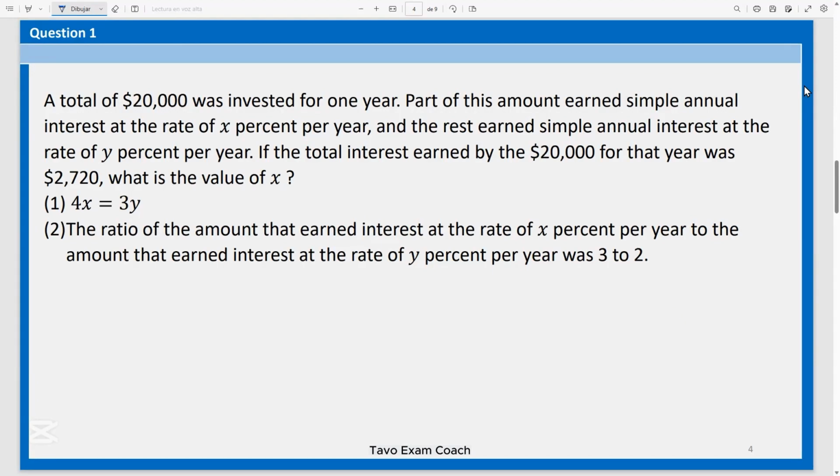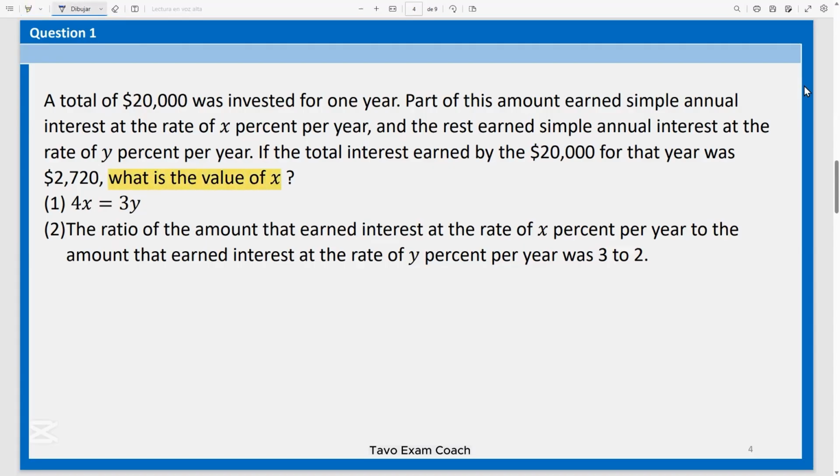Statement 1 says 4 times X equals 3 times Y. Statement 2 says the ratio of the amount that earned the interest at the rate of X% per year to the amount that earned the interest at the rate of Y% per year was 3 to 2. What would be the first step in our approach to the solution? Well, identify the question. The question is just this part: what's the value of X?